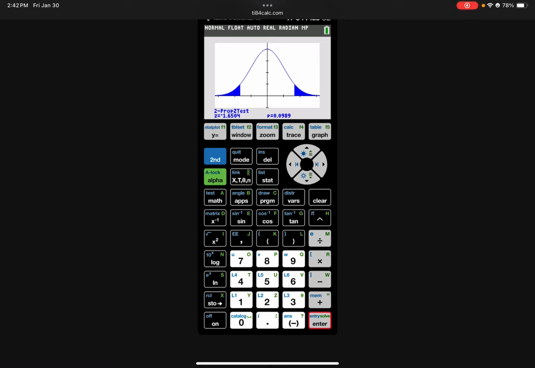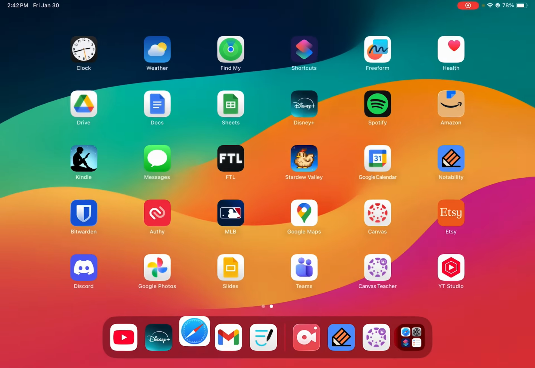So in this case, the test statistic is on that left-hand side. Remember, our test statistic is that z-score of negative 1.6504, and our p-value is that value in the middle, p equals 0.0989. So let's go ahead and hop back.